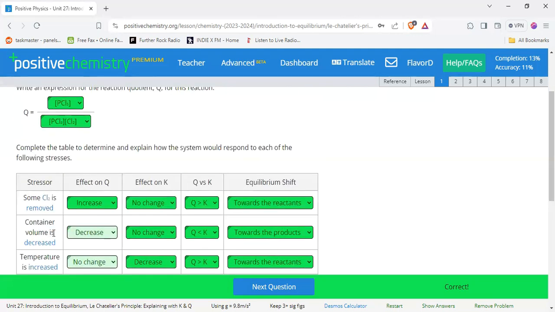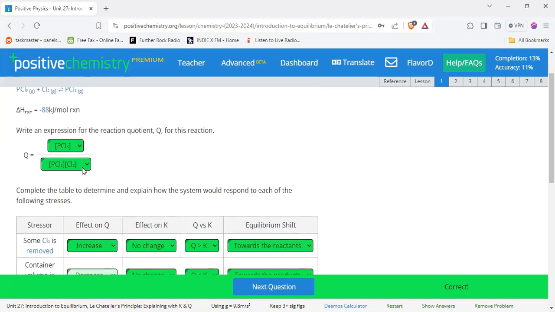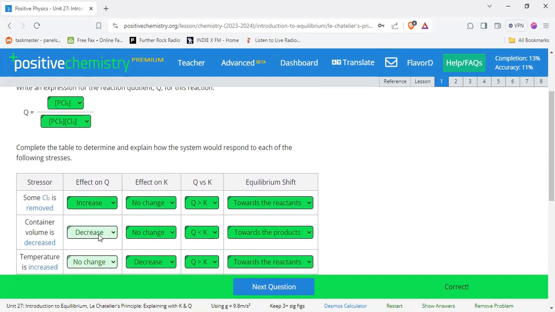So the container volume is decreased. If the volume of the container gets bigger, it favors the side with more gas molecules, 2 versus 1. So it's going to shift to the left, which makes us have a bigger denominator. And when you divide by a bigger number, you get a smaller answer than before. But we didn't change the temperature, so K doesn't change. Q is now smaller than K, which means our answer is not big enough. We need more numerator, and the numerator is the product. So it's going to shift toward the products.